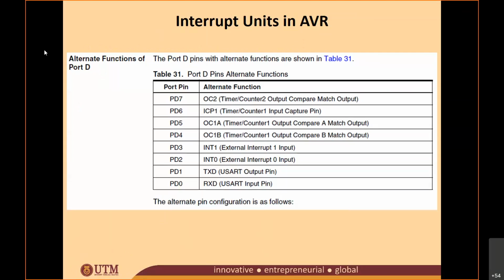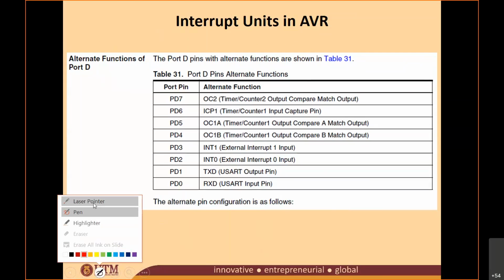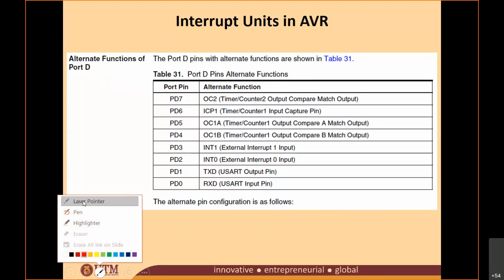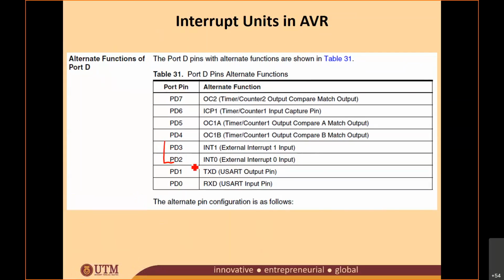Okay, so as I mentioned earlier, this is your port D. Port D, instead of being used as an input-output port, also has an alternate function. So now we only focus on these 2 here: PD2 and PD3. PD2 is for external interrupt 0 input, and PD3 for INT1. Okay, so this is INT1 and this is INT2. We only focus on these 2 here.